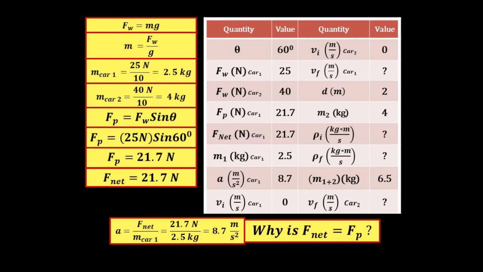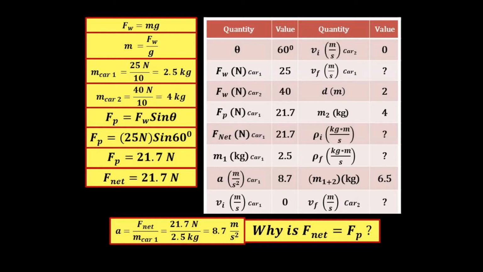Listed on this slide is a considerable amount of information. On the left of the table, I calculated various quantities: the mass of cart 1, the mass of cart 2. Those calculations should be self-evident and very clear to you. Fp should be a standard calculation for you at this point. And also, as mentioned before, there is no friction, so Fp will equal F net.